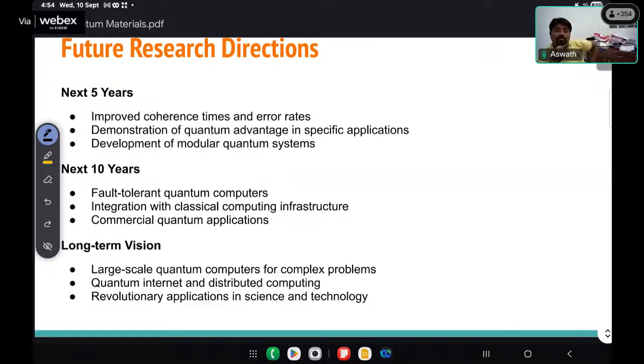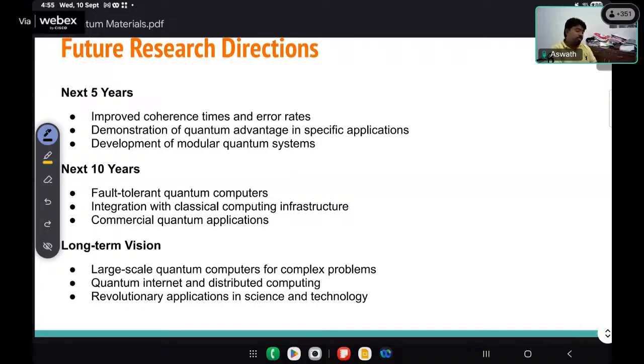Long term vision would be large scale quantum computers for complex problems, quantum internet and distributed quantum computing. In that way, many problems, whatever NP hard problems, could be easily solved by then. Revolutionary applications in science and technology. So these are the future research directions.